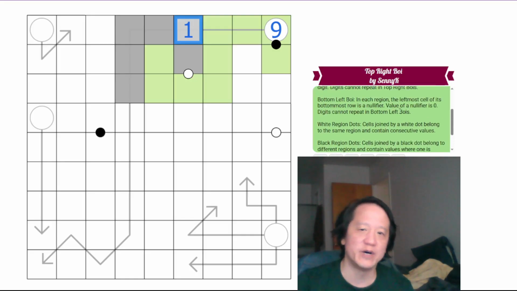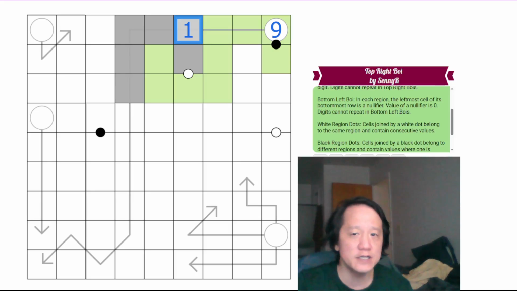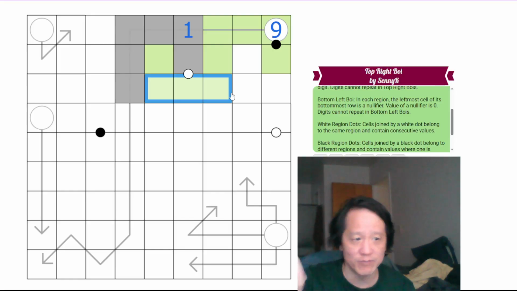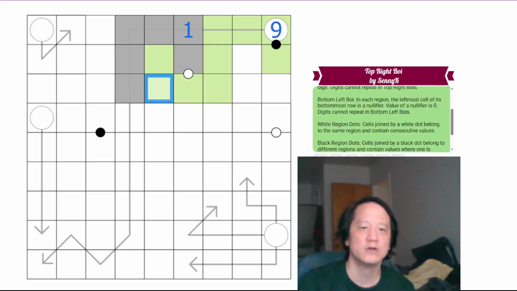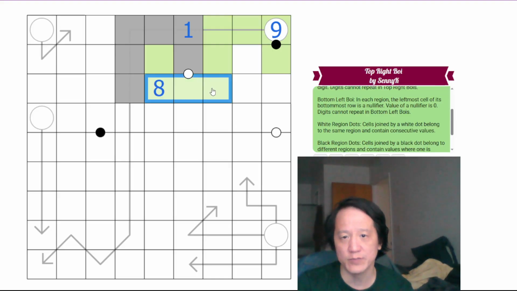We also have bottom left boy, where in each region, the leftmost cell of its bottommost row is a nullifier. So the value of a nullifier is 0. And again, digits cannot repeat in bottom left boys. So in this region, the bottom left boy would be the leftmost cell of the bottommost row. So it would be this cell here. So whatever this digit was, its value actually would be 0. So that's how bottom left boys work.